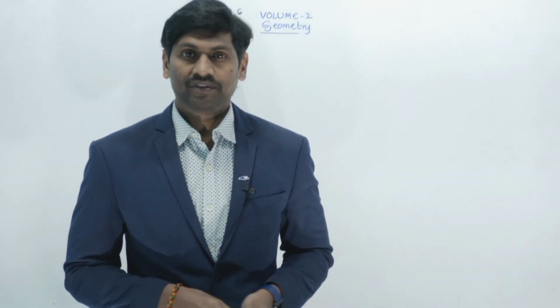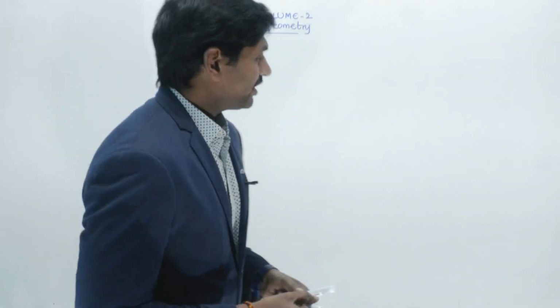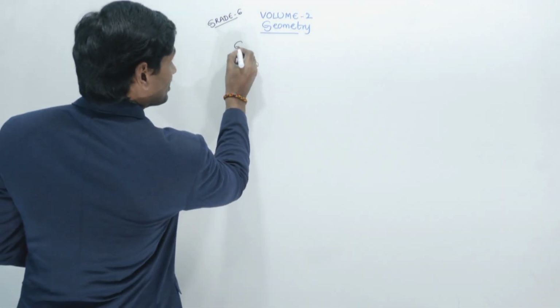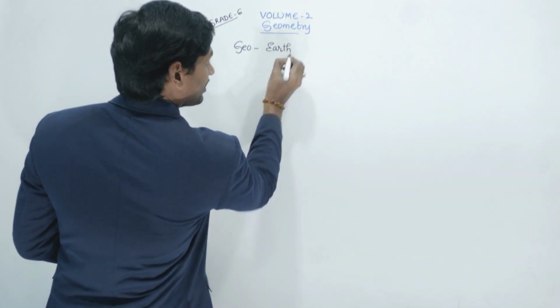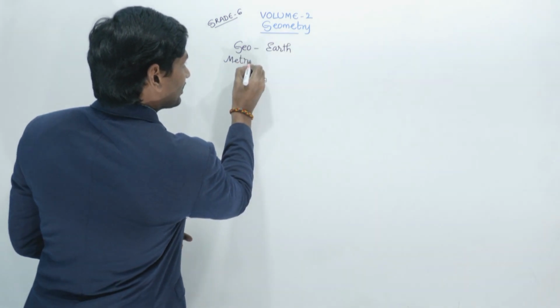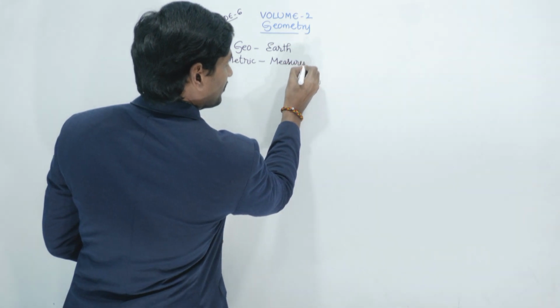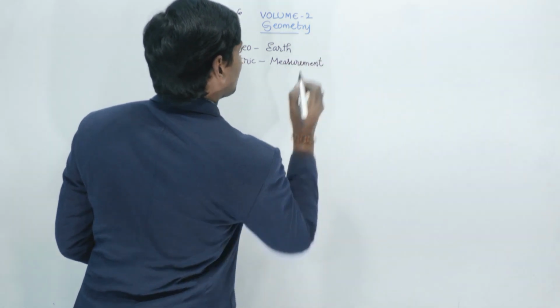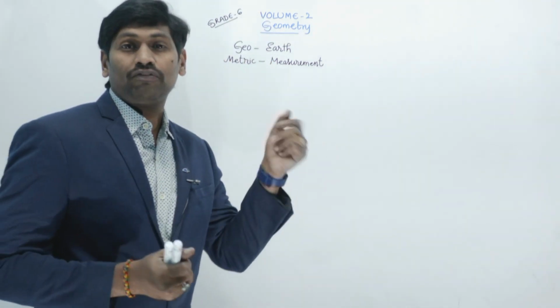Today we are going to discuss the topic of geometry. What is the meaning of geometry? In the Greek language, geo means earth, and metric is nothing but measurement. So geometry is nothing but the measurement of earth.